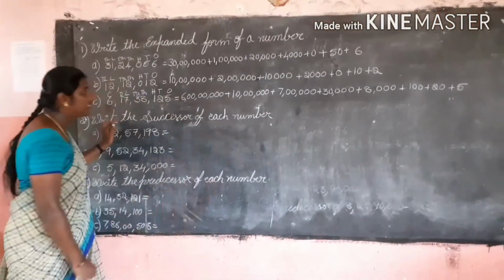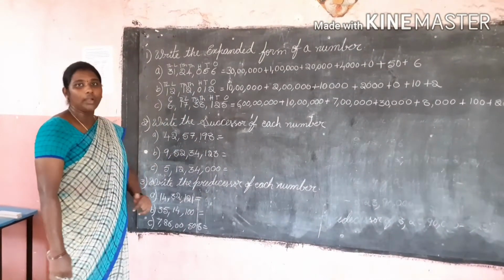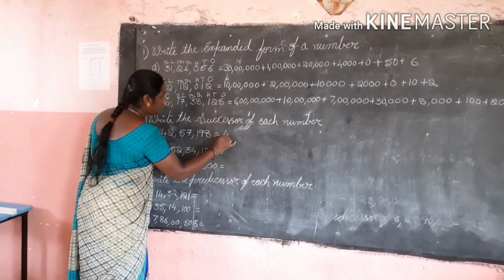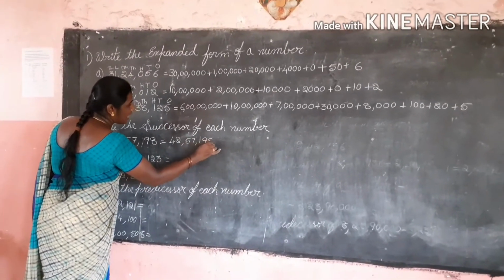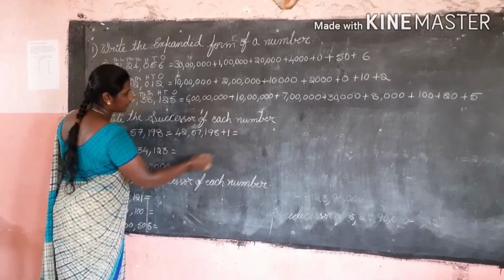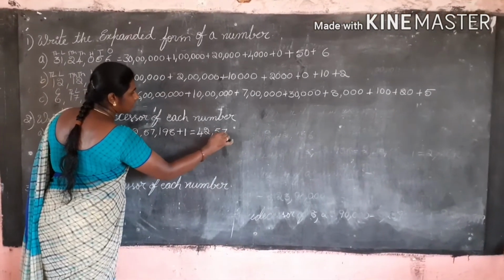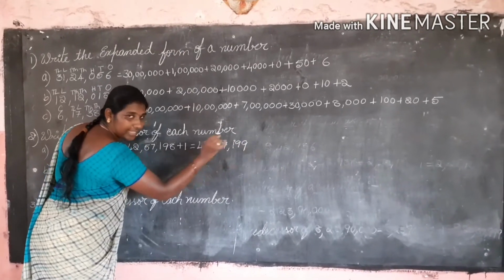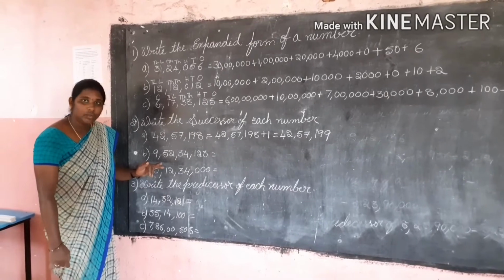Next question. Write the successor of each number. Successor means, as I said, we have to add 1 to the given number. Now, 42,57,198. Add 1 to this number. We will get 42,57,199. Successor means we have to add 1 to that number.